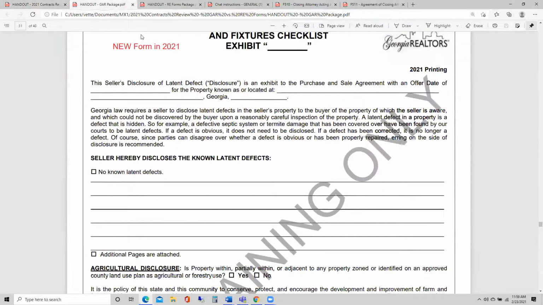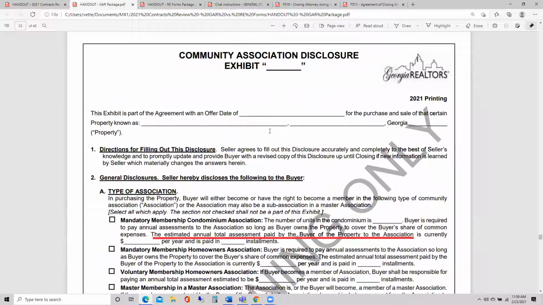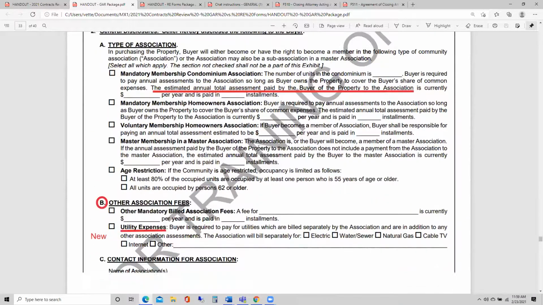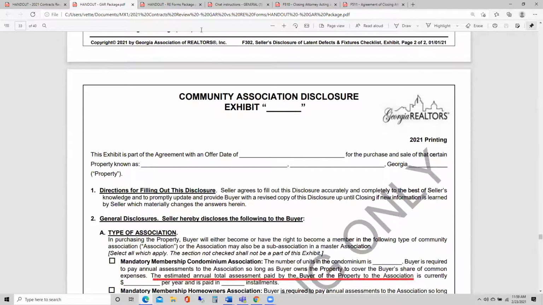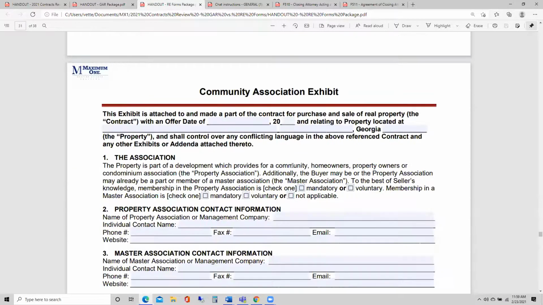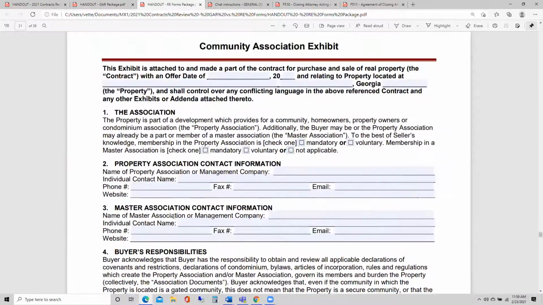Community Association Disclosure. In essence, these two are the same. For you agents using the GAR, primarily the GAR contract package, this form was completely redone in 2021. And when I say completely, I mean in terms of the format, the fonts, the ordering of the topics. Content-wise, it was not changed that drastically. In the RE Forms contract package, it was changed pretty drastically in 2019, but it has not changed since 2019.